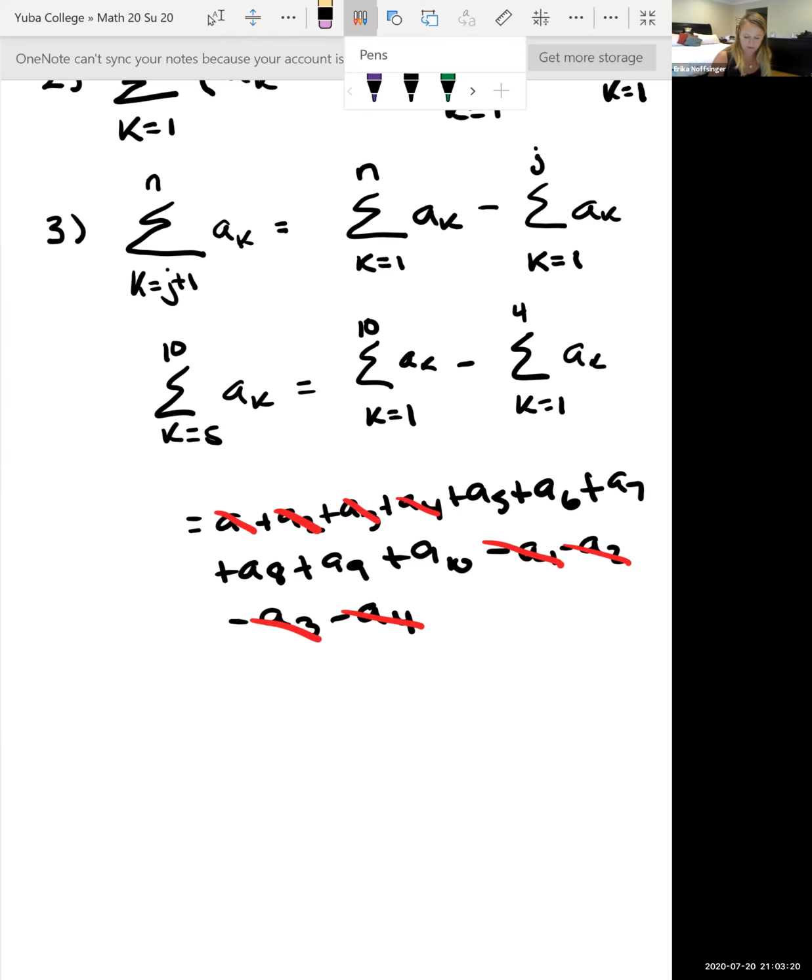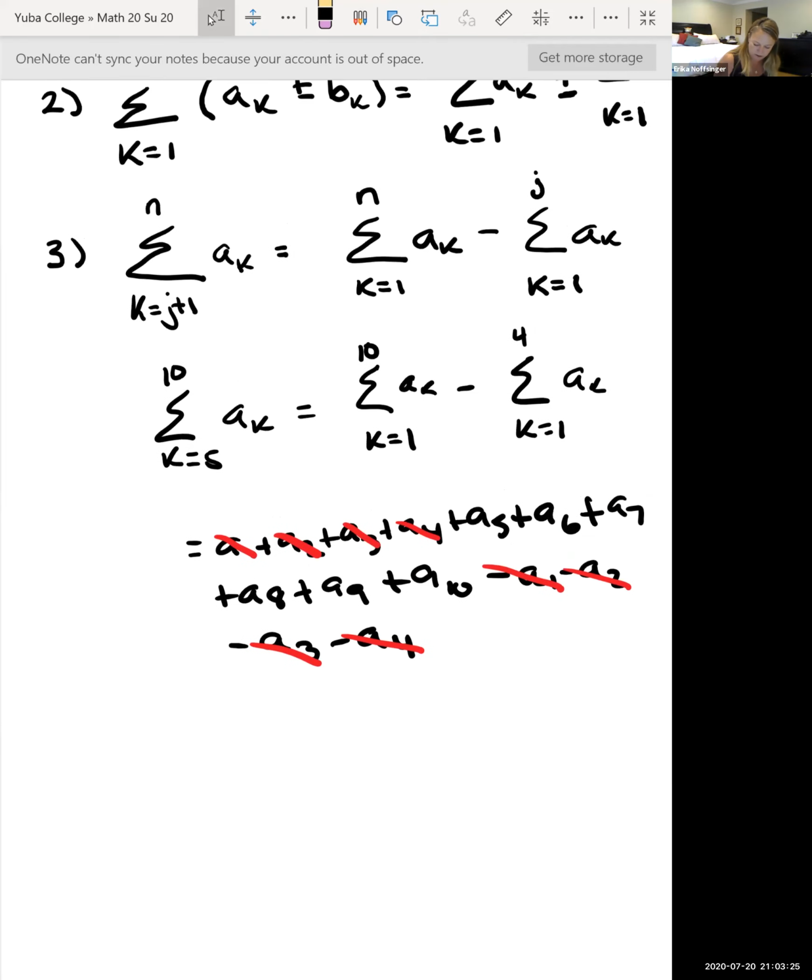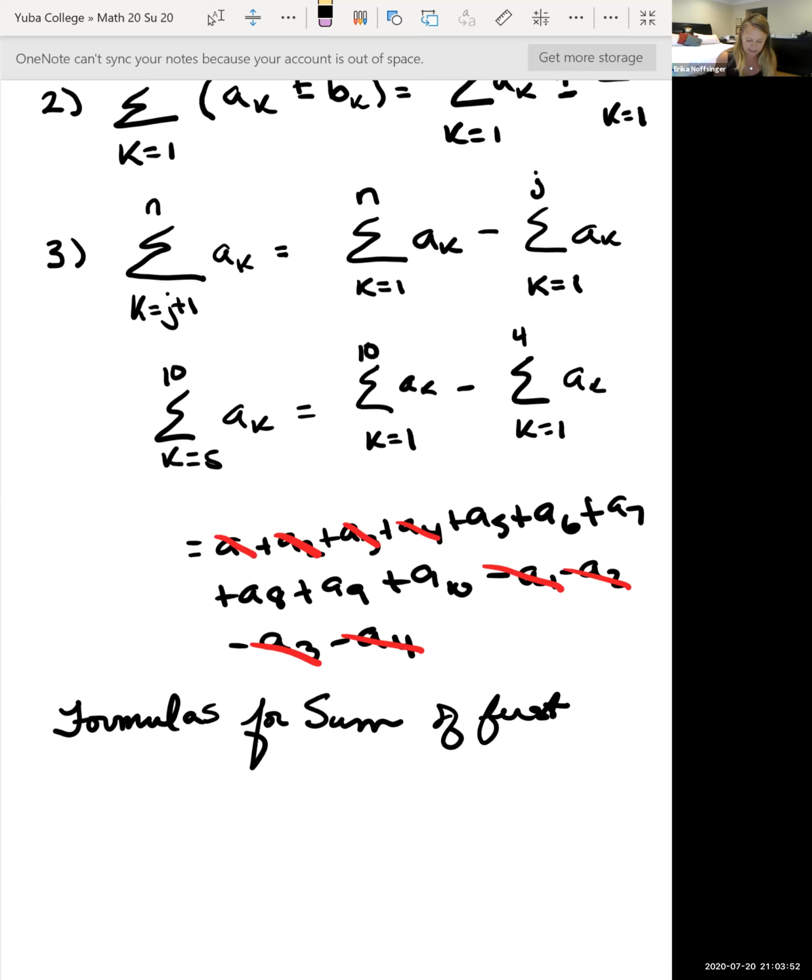Okay, so let me give you some formulas. You'll be using summations in calculus when you get into looking at integration, and then you'll be using it a lot more in math. So, formulas for sums of the first n terms of a sequence.